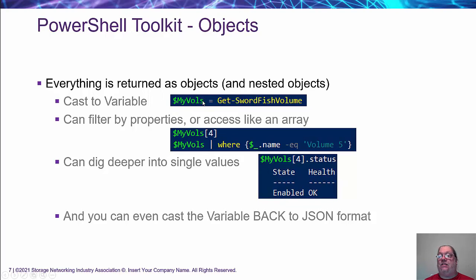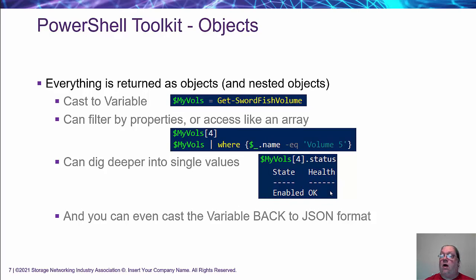It's returning the raw object. And that object is stored in that variable, which means I can take the fourth object of that collection, or I can say, go through all my objects and automatically select the object where the value of .name is equal to volume 5. So you can filter on all the different sub-items of the object. The nice thing is you don't have to write any of your own parsers for that. It's just automatically built into it from the command line.